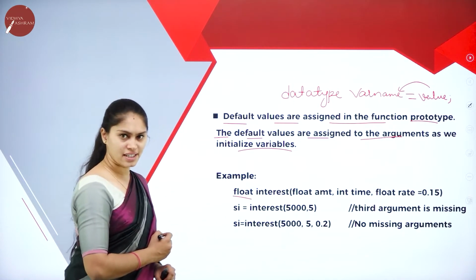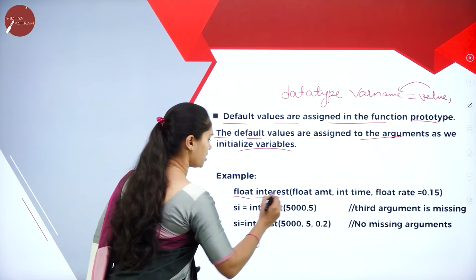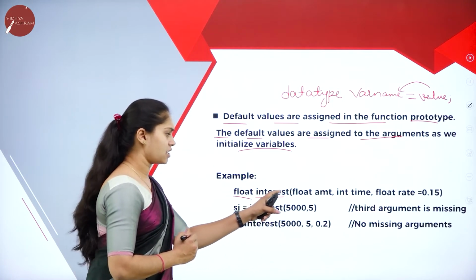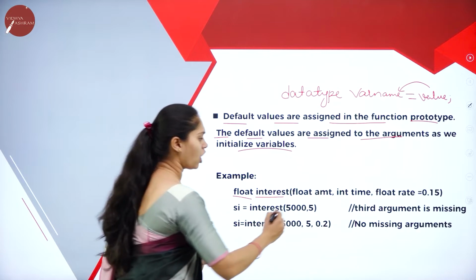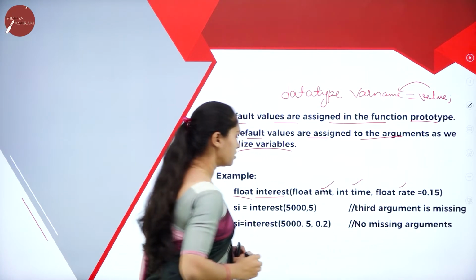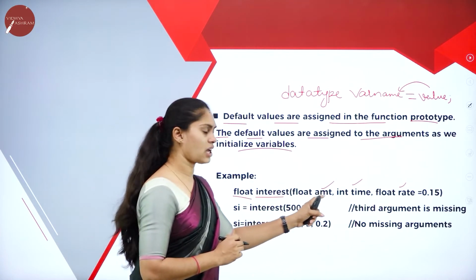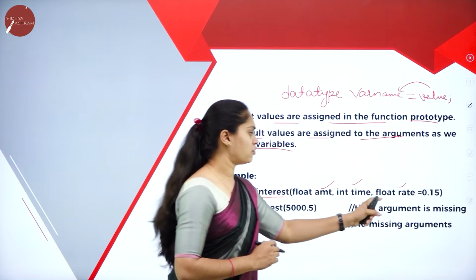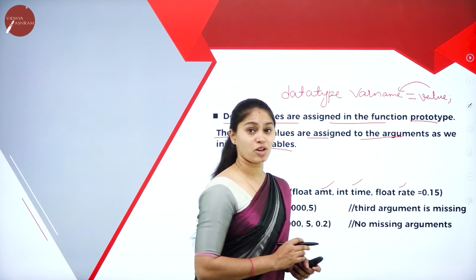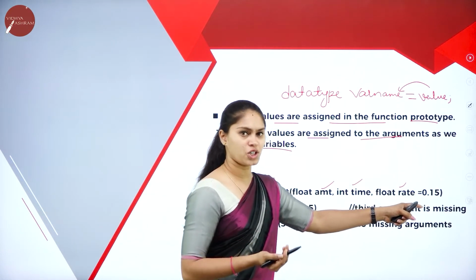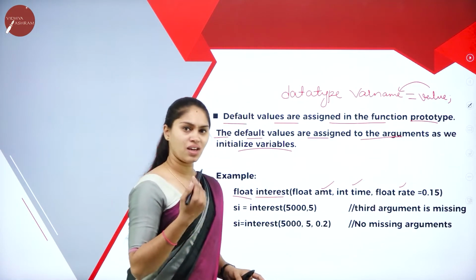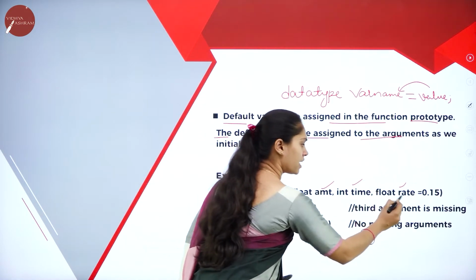Float is a return type specifier, and what is the function name? I have interest, that is the name of a function. And how many arguments do I have? I have 3 arguments: float amount, int time, and float rate is equal to 0.15. So what you are seeing here is that I am giving some default value to this rate variable.